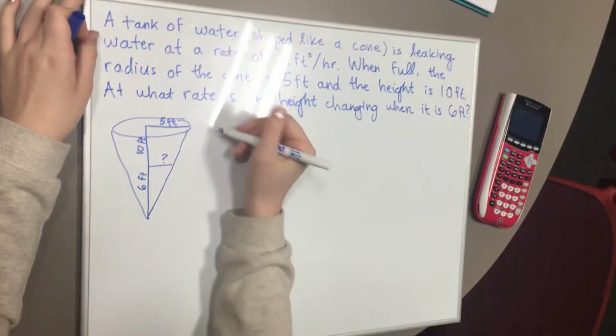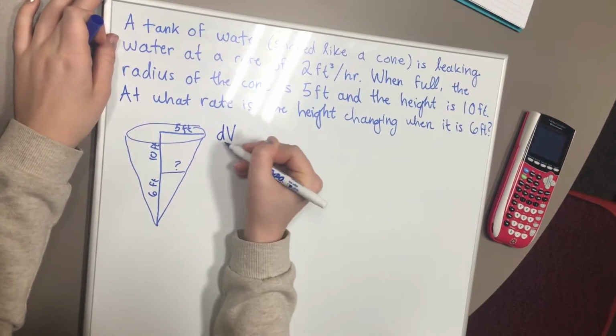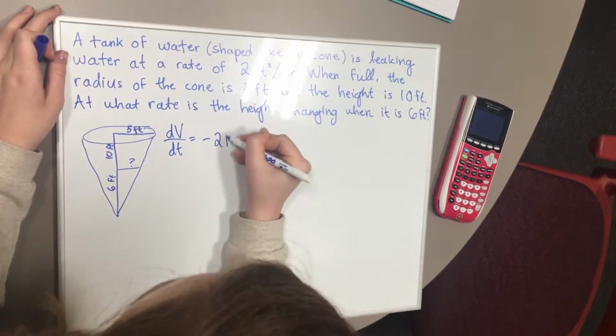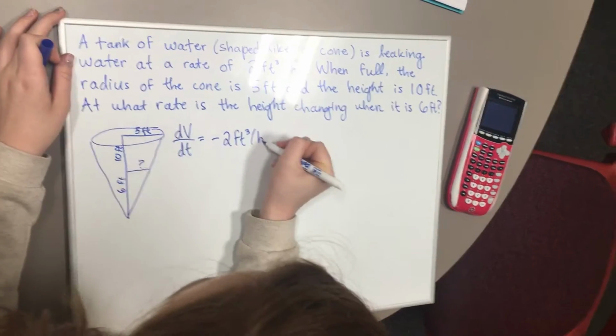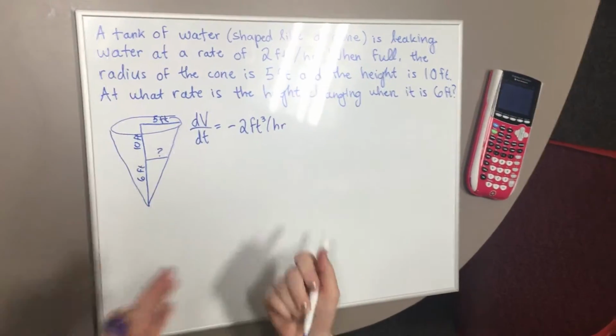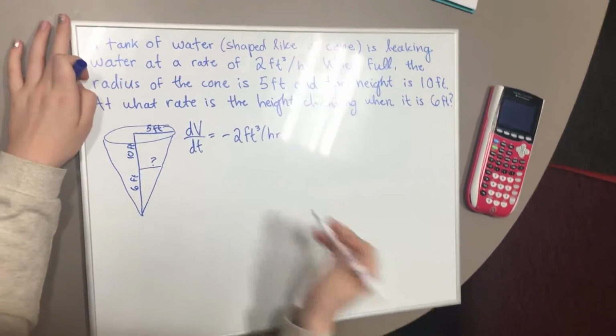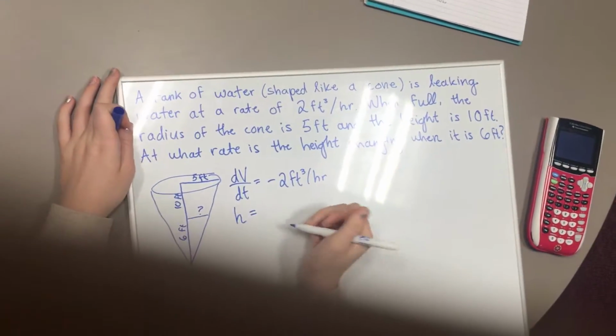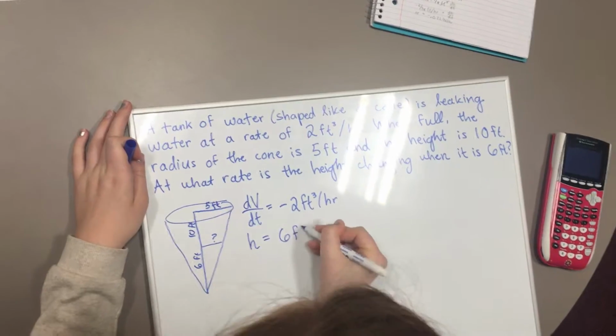So let's look at what we're given in this problem. We know that dV dt, or the rate of change of the volume, is negative 2 feet cubed per hour. And the reason we know it's negative is because it's decreasing, not increasing. And then we know that the height at the point we're solving for is 6 feet.